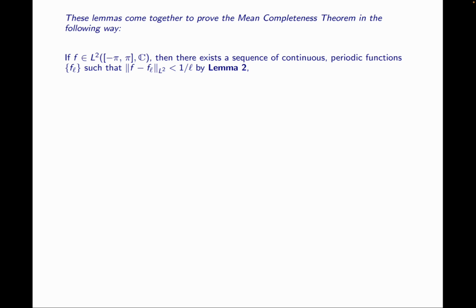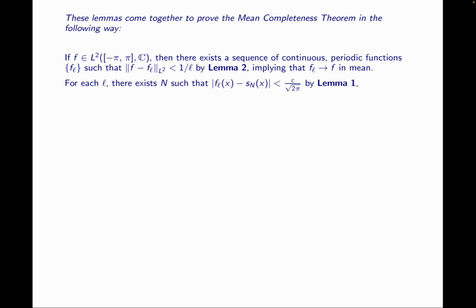Then there exists a sequence of continuous periodic functions f_L such that the L2 norm of f minus f_L is less than 1 over L. That follows from lemma 2. Therefore, f_L converges to f in mean. And for each of these L's, there is a capital N such that the norm of f_L minus S_N is less than epsilon over the square root of 2 pi. That follows from lemma 1.